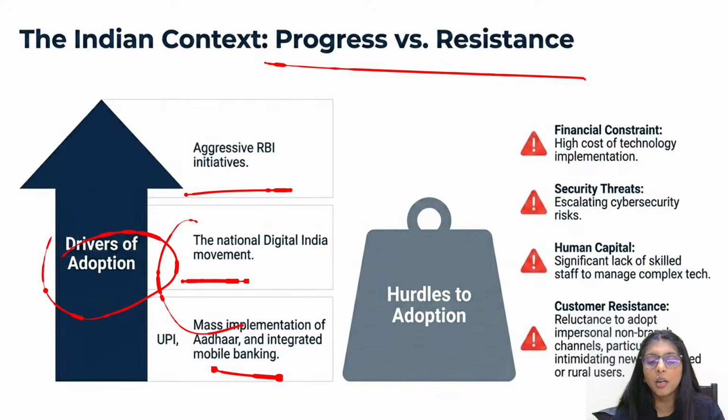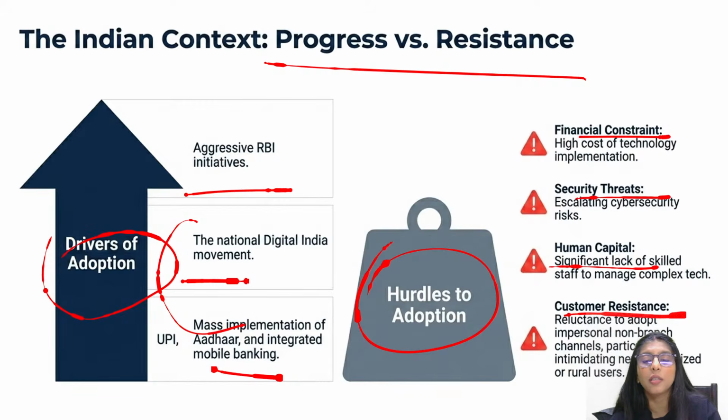What are the hurdles? Often financial constraints, security threats, human capital, customer resistance. These are basically hurdles in adopting the technology: high cost of technology, security threat and cyber security risk, human capital, a significant lack of skilled staff, and customer resistance, a reluctance to adopt impersonal non-branch channels. These are basically hurdles in adopting the technology in banking.